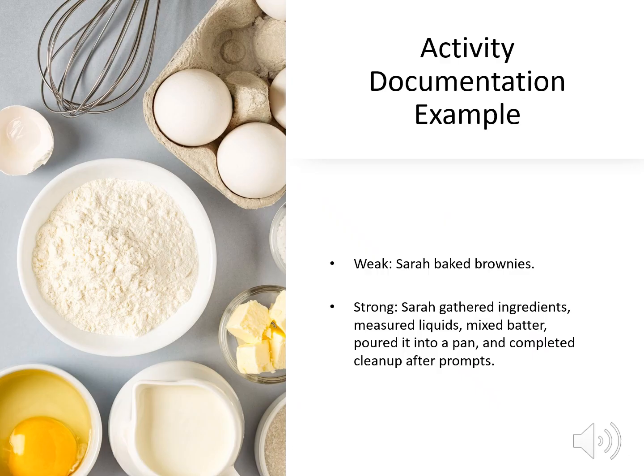Activity documentation example. Weak: Sarah baked brownies. Strong: Sarah gathered ingredients, measured liquids, mixed batter, poured it into a pan, and completed cleanup after prompts.